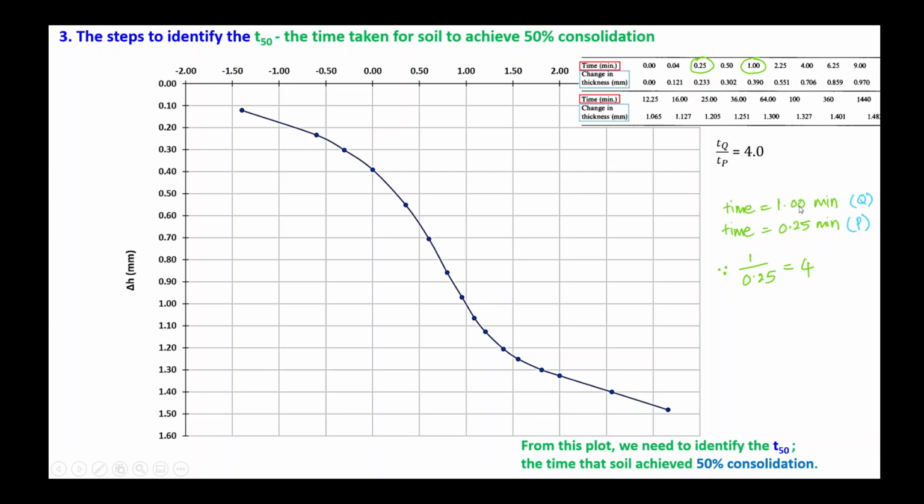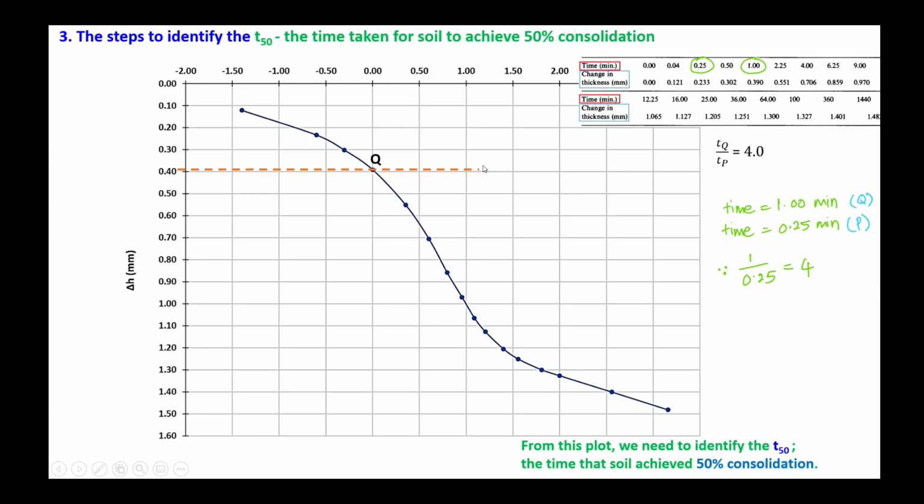Now, time 1 minute. If you log 1 minute, you will have the value of log time equal to 0. It's here. And when you log 0.25, you will have the value negative 0.6. Once you identify point Q is here, log time 1 equal to 0, you have the point here.